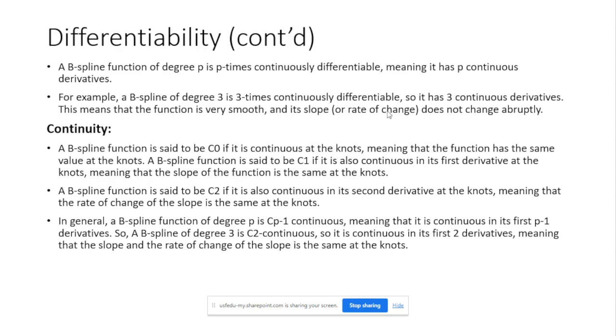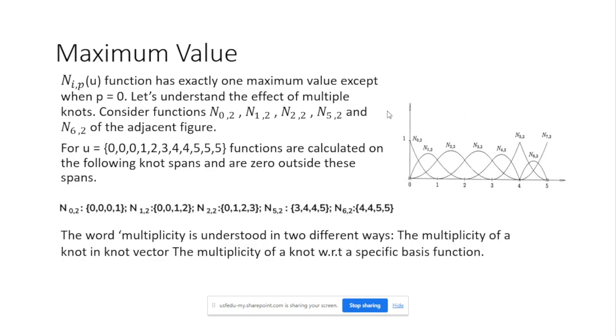So, a B-spline function of degree 3 is C2 continuous, so it is continuous in its first two derivatives, meaning that the slope and the rate of change of the slope are the same at the knots. Maximum value. This is the next property of the basis functions. N_i,p of u has exactly one maximum value except when p equals 0.